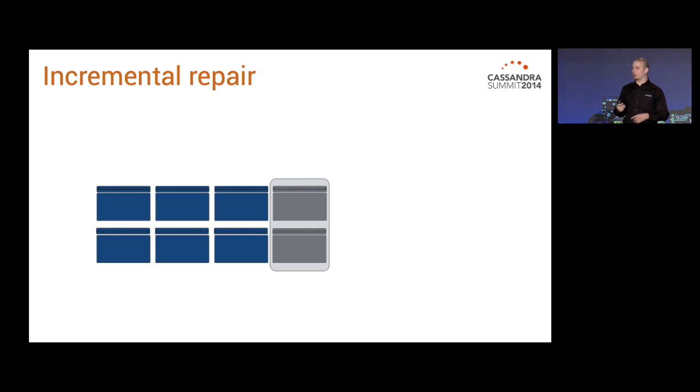So what we've done in 2.1 is we've introduced incremental repair. I'll only need to repair the data that's new that hasn't been repaired yet. So that takes repair from being linear in the amount of data I have to linear in the amount of new data I have. So if you're ingesting data at a constant rate, your repair time will also be constant no matter how much data you have.